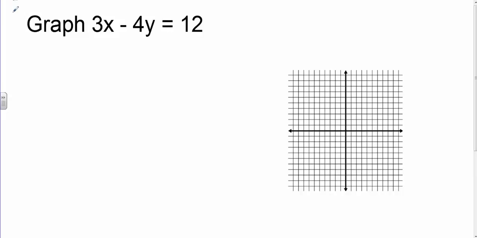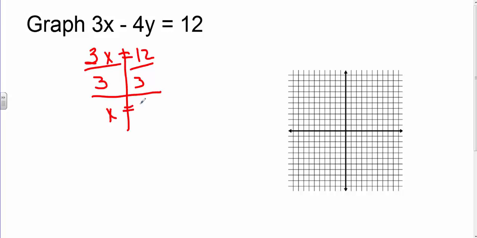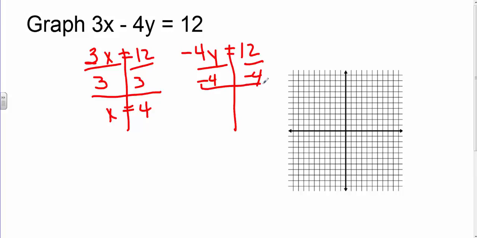Okay, we've got 3x minus 4y equals 12. I'm sure that you noticed that 12 is divisible by both 3 and 4. So we're going to do the x and y intercept. So we go 3x equals 12. Divide by 3, divide by 3. And we get x equals 4. Then we come back up here and we go negative 4y equals 12. Divide by negative 4, divide by negative 4. And that gives us y equals negative 3.